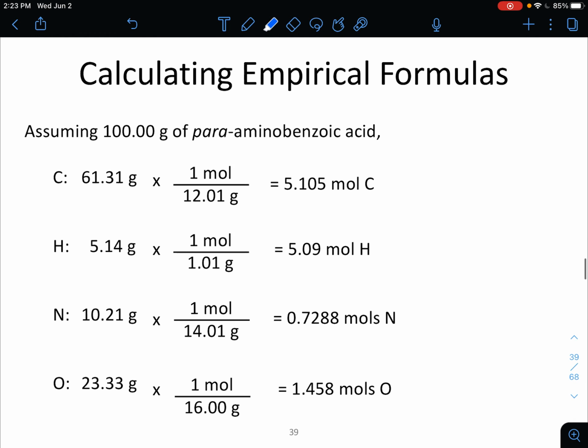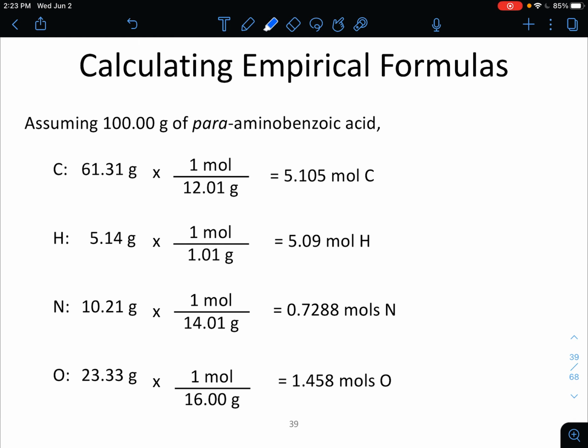So we start out by assuming 100 grams of our substance. So whatever the percentages were that were given, we've now made them into gram amounts. And then for each substance, carbon's molar mass, hydrogen's molar mass, nitrogen's molar mass, oxygen's molar mass, we'll divide by the molar mass. And then now that gives me a mole amount for all 4 components.